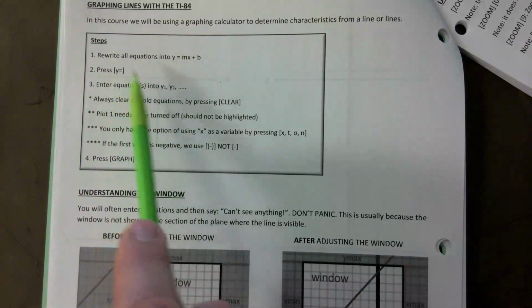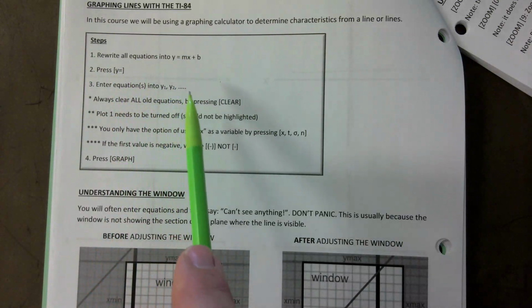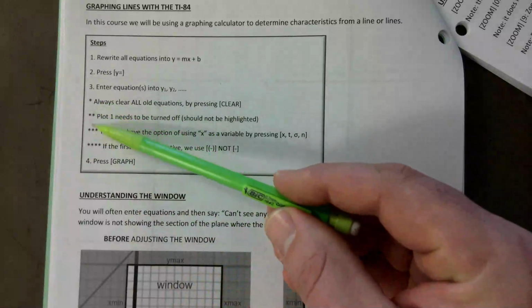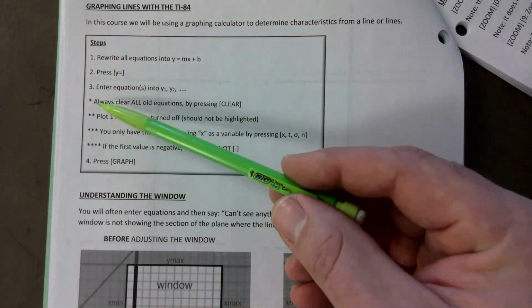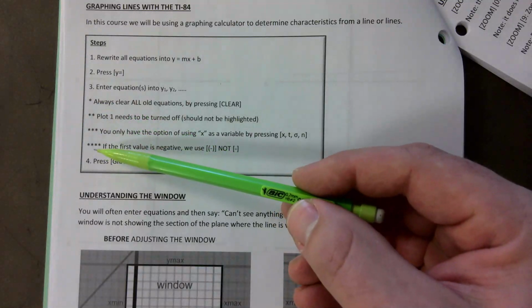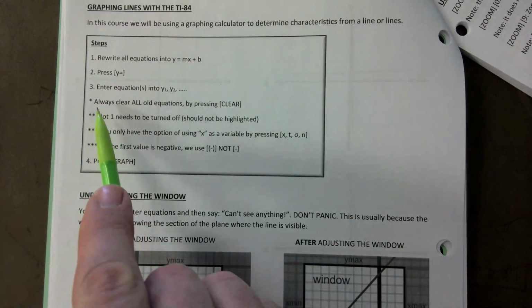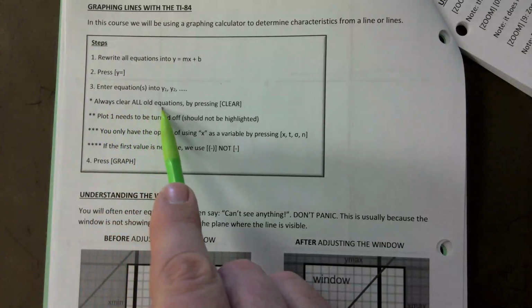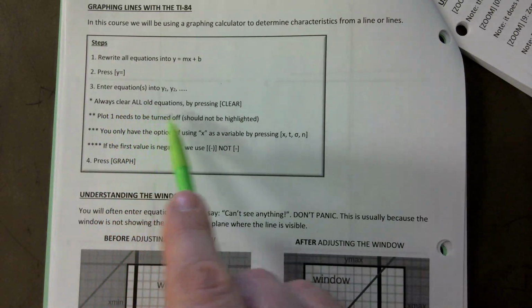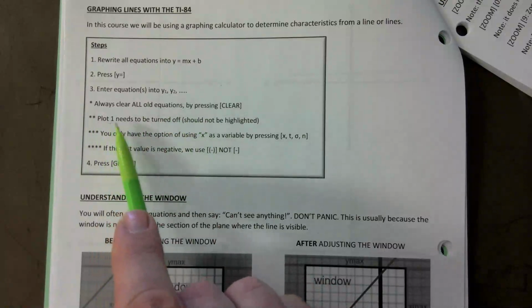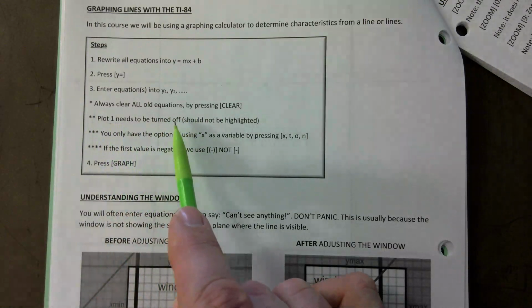Press y equals, enter your equations into y1, y2, and so forth. Look at how many stars there are. This is almost like one of those legal documents, right? Or a contest you're about to enter is like footnote, footnote, footnote, right? And we all just go, yeah, sure. Always clear all old equations. Plot 1 needs to be turned off. And by now you know why.